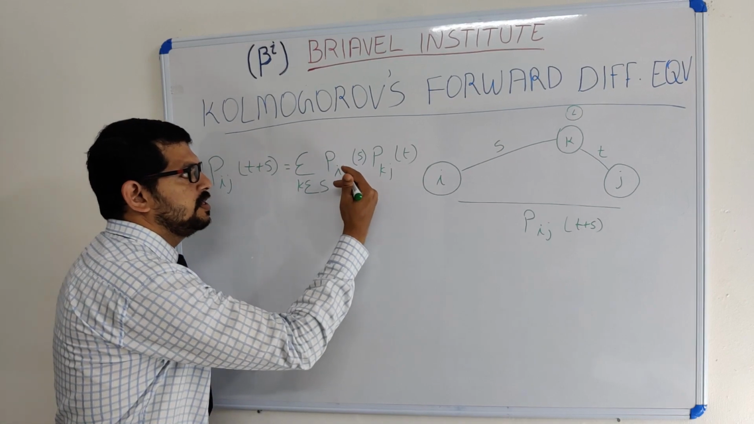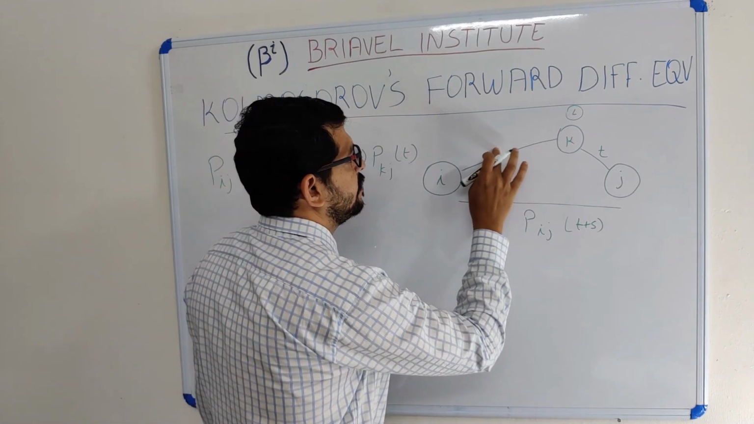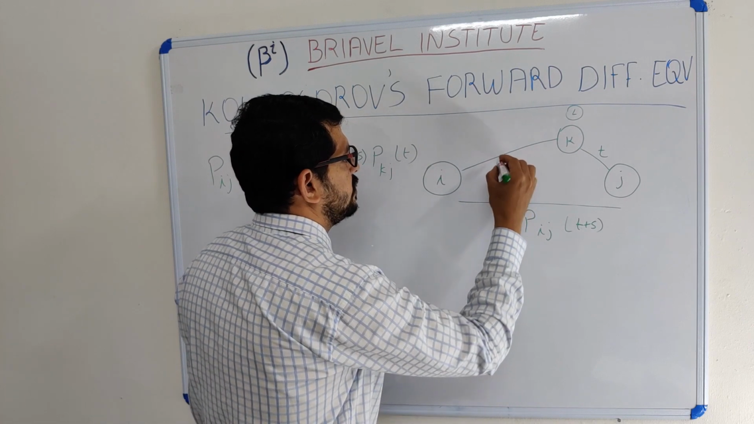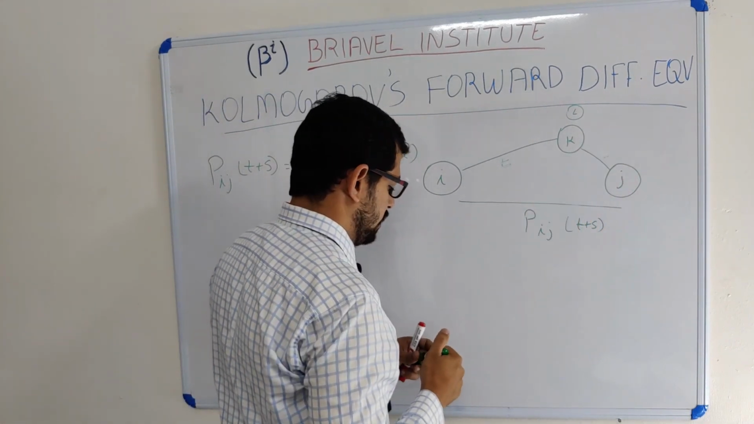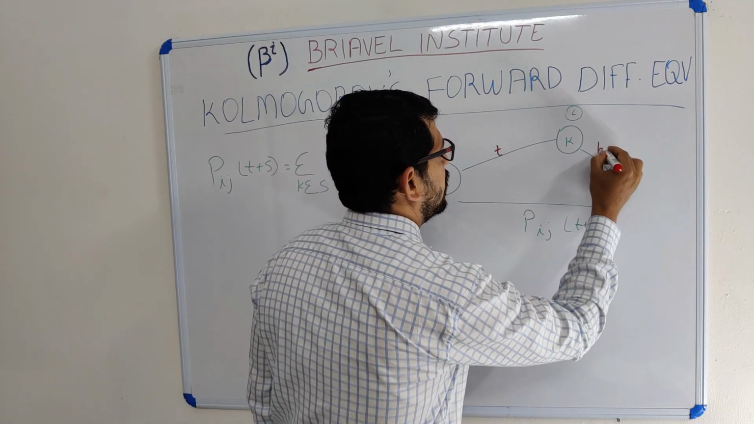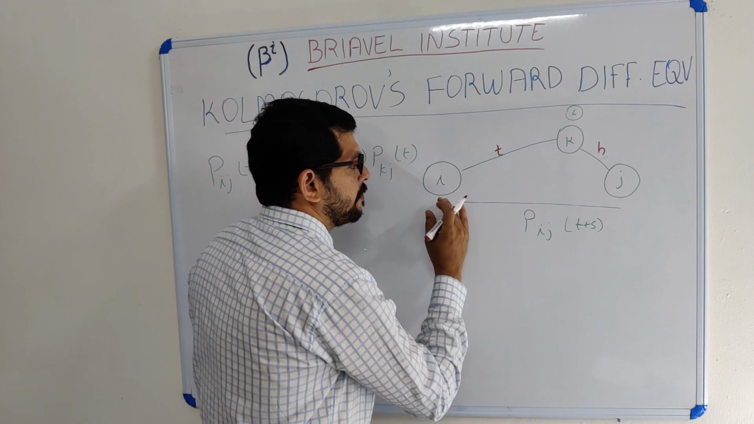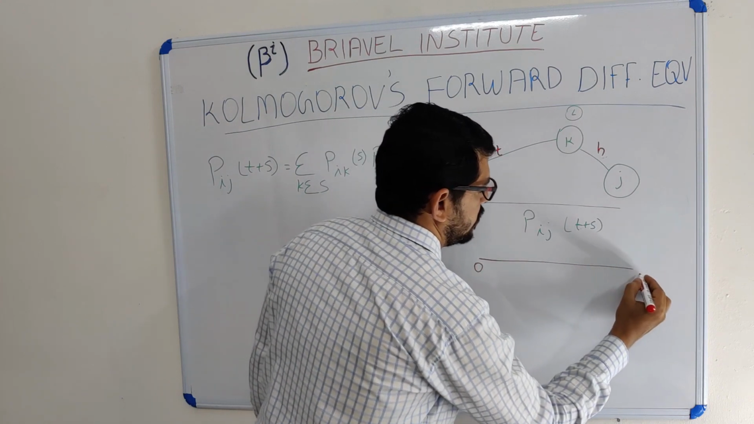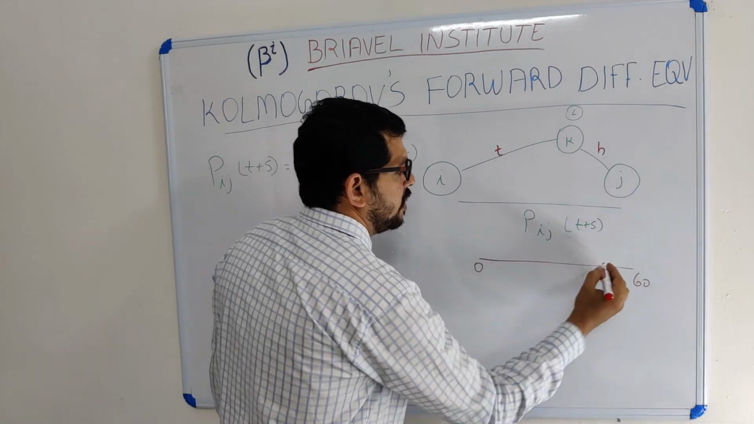Now we are deriving our forward differential equation from this equation. For that, we consider i to k taking time t, and k to j taking a small time interval h. Why a small time interval? For example, suppose the whole trip takes 1 hour, that is 60 minutes.